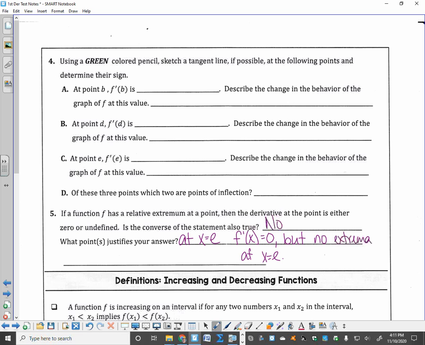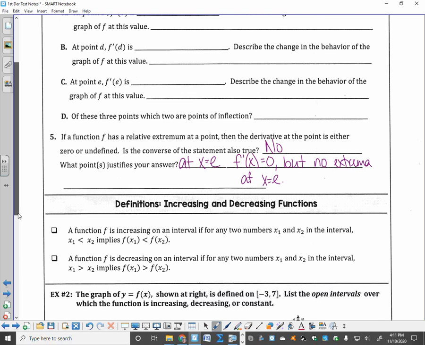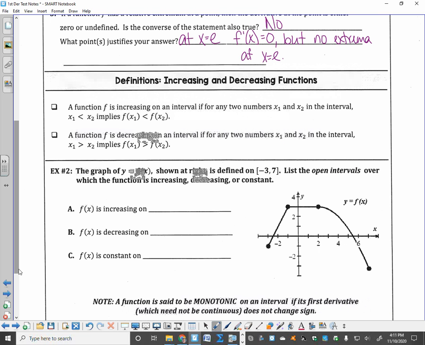Okay, so all that is just to kind of start the ball rolling about increasing and decreasing and f prime being positive or negative and some concavity changing. So the ball is officially rolling. Here we go. Definitions, increasing and decreasing functions. A function f is increasing if for any two x's on the interval, one x being smaller than the other implies that the y is smaller than the other y, because that's going to make it go up, increase.